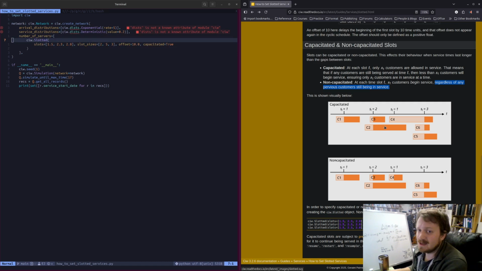Now contrast that to the non-capacitated case, where when you get to S sub t equal to 1, even though C2 is already in service at that time, S sub t being 1 doesn't prevent C4 from beginning. So hopefully that gives you an insight into what this is about. It's basically about putting a hard cap on the number of customers in service while also doing slots at the same time.